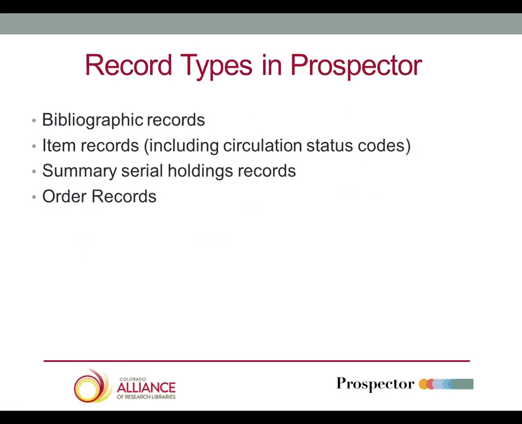The record types that are actually loaded into Prospector are bib records and item records, which are attached, and those include circulation status codes. We also have the summary serial holdings records as well as order records.